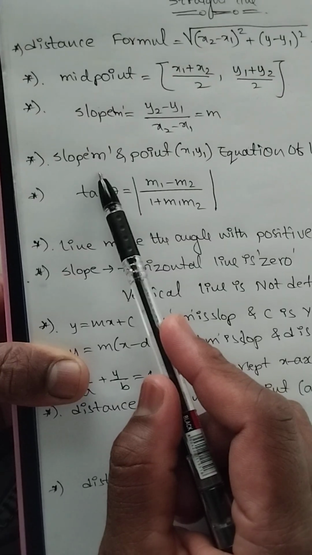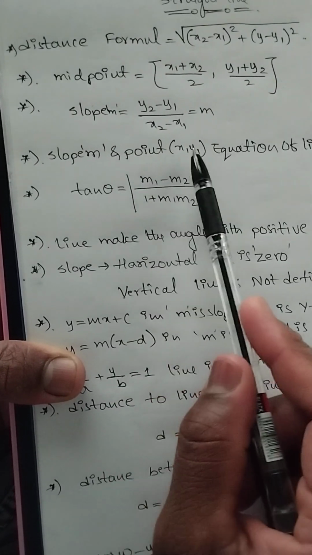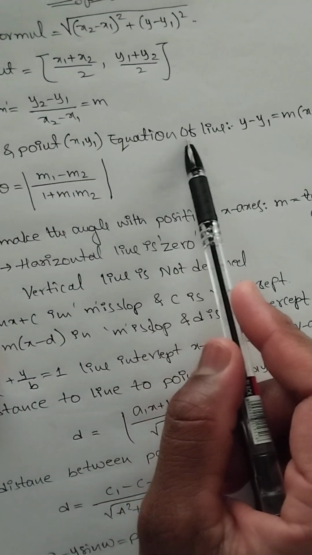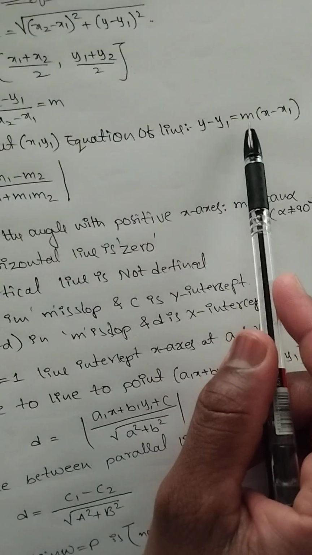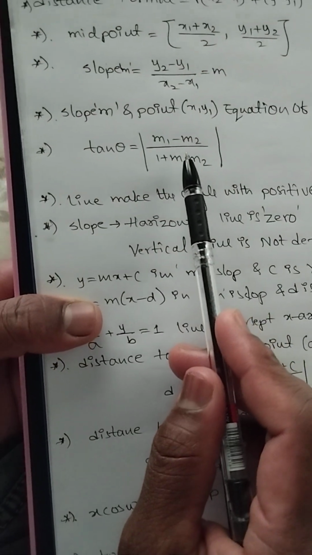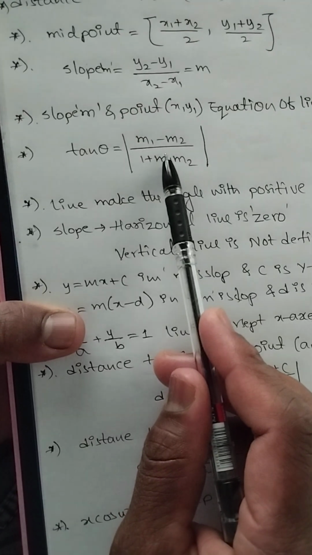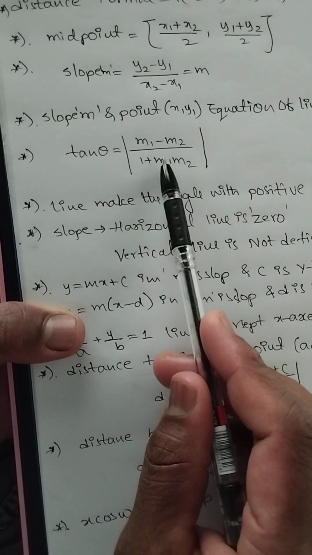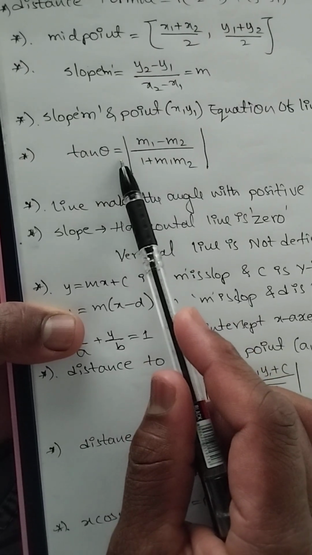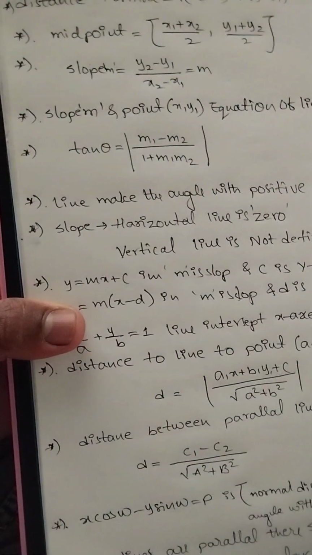Then if we know the slope m and one point, we can write the line equation, that is y minus y1 equal to m into (x minus x1). Then if we know two lines and their slopes are m1 and m2, suppose, we can calculate the angle between the two lines. That angle is tan theta equal to (m1 minus m2) by (1 plus m1 m2).